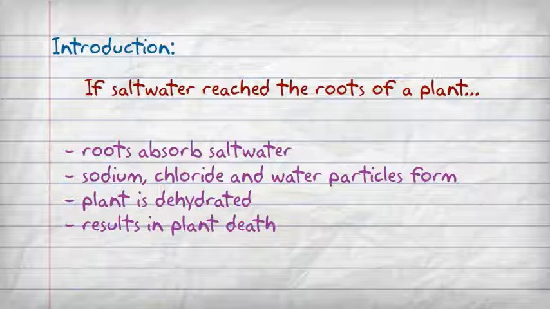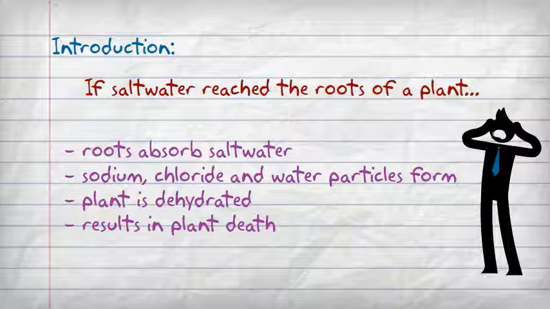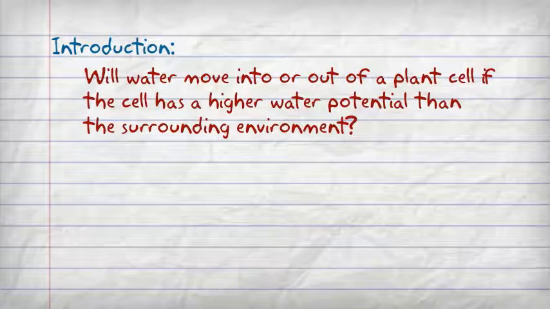If salt water reached the roots of a plant, what would happen? The salt water would become sodium and chloride particles, which are toxic to the plant. Dehydration can occur, and if the environment becomes isotonic with the salt water concentration, the cell will not be able to perform osmosis and will die.